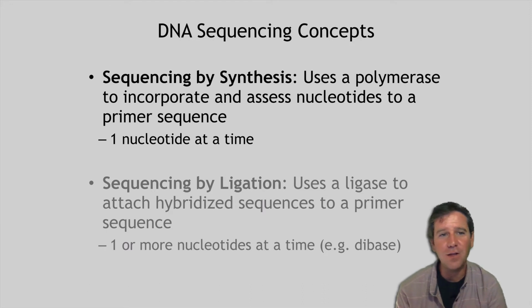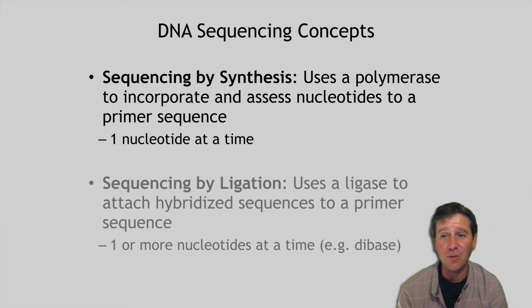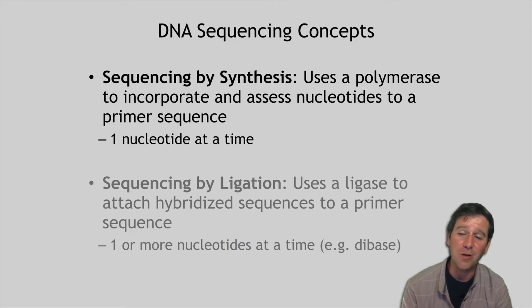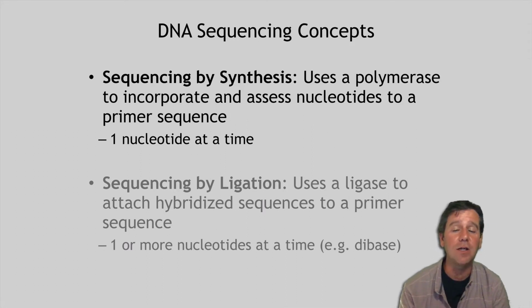Now, if I was giving this talk just a handful of years ago, I would have talked about two approaches: sequencing by synthesis, the Illumina approach, and an alternative approach that doesn't use a polymerase but uses a ligase, so-called sequencing by ligation. But really, there's no need, you can see it's grayed out here, to talk about sequencing by ligation, because Illumina has won this battle. Sequencing by synthesis, using a polymerase to incorporate and assess nucleotides by a primer one at a time, is now the be-all and end-all, really.